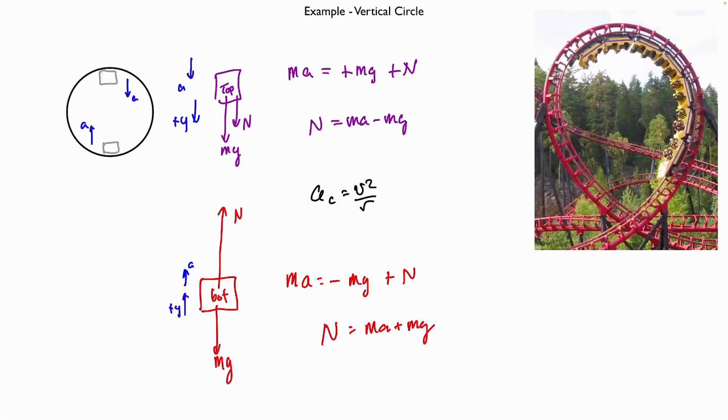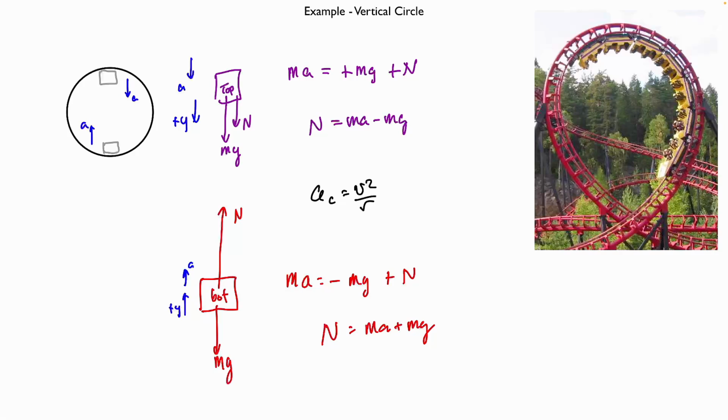But is there a speed where it might be too slow and they fall out? Yes. What condition must be true if the person is falling out? The normal force has to be equal to 0. Why equal to 0? Because now there's no contact, right? Falling out, by definition, means rear end no longer attached to seat. It only could happen at the top, and it can't really happen at the bottom.